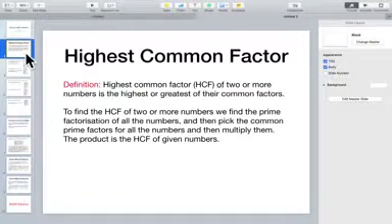As the name suggests, it's pretty simple. Highest common factor of two or more numbers is the highest or the greatest of their common factors. Obviously. So to find the HCF of two or more numbers, we find the prime factorization of all the numbers, because what prime factorization gives is all the prime factors of the given number, and then pick the common prime factors of all the numbers and then multiply them. The product is the HCF of the given numbers. Let me explain this with an example.